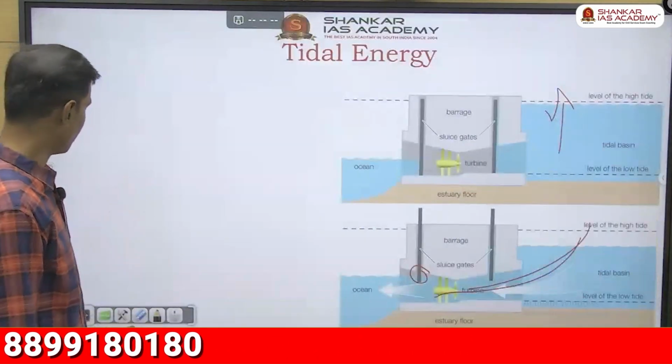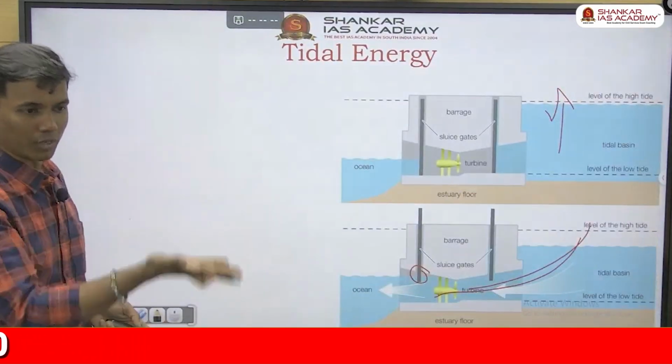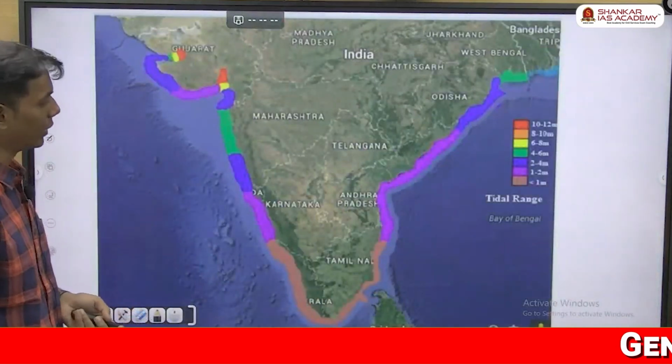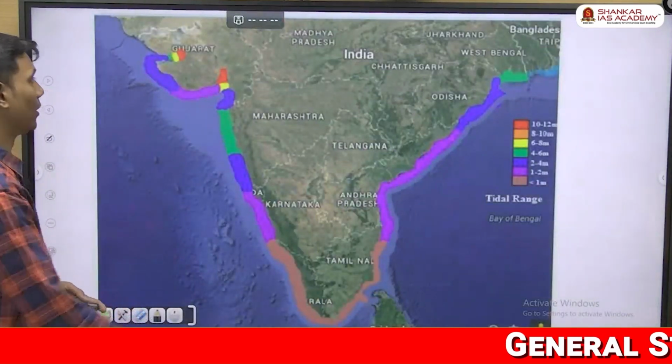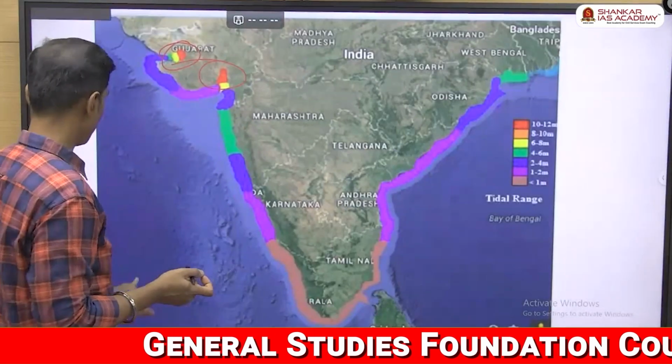Now coming to tidal energy. If you want to produce electricity using tidal energy, you need higher movement of water up and down, correct? Take a look at this map. The red color denotes higher fluctuation. Where do we have red color? The coastal area? Gujarat, correct? Next to tidal energy, you can write.